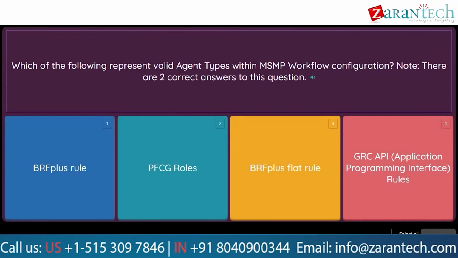Question: which of the following represent valid agent types within MSMP workflow configuration? Note, there are two correct answers to this question. Option 1 BRF plus rule. Option 2 PFCG roles. Option 3 BRF plus flat rule. Option 4 GRC API, Application Programming Interface, rules.